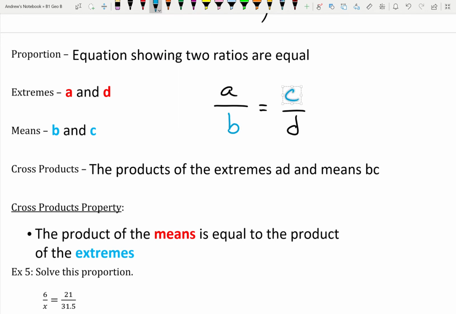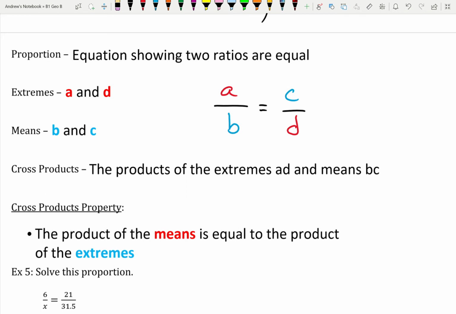So when I'm setting this up, I'm saying that these two ratios are equal to each other. We have some special names for them. We have the extremes, which are A and D. We have the means, which are B and C. Calling them extremes and means, you're not going to need to remember exactly which are the extremes, or pick them out. But it's helpful for us to be able to talk about them when we're doing these next couple things.